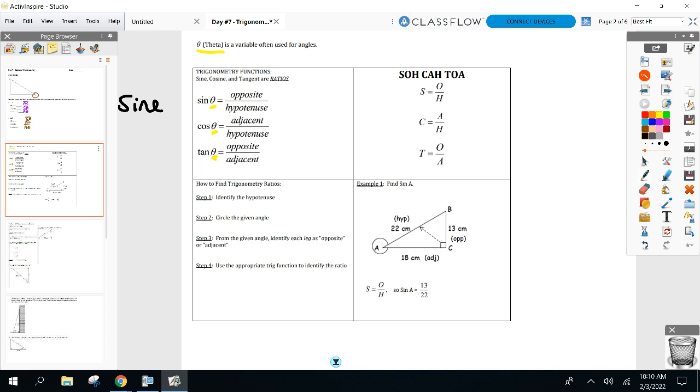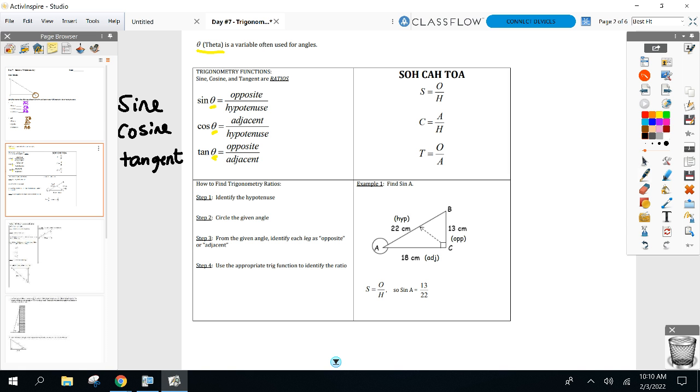Next ratio. How do you think I pronounce this? Cosine. Oh, good. Cosine, yes. But I abbreviate it COS. For that ratio, I take the adjacent side length and I put it over the hypotenuse length. And then the final one, the third one, tangent, abbreviated TAN. I take the opposite side and I put it over the adjacent side.